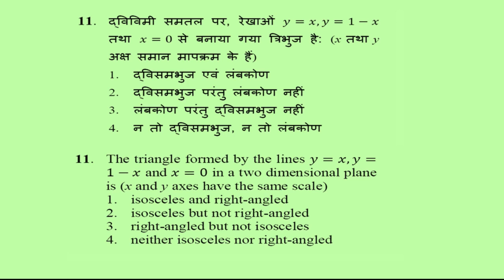Option 1, isosceles and right angled. Option 2, isosceles but not right angled. Option 3, right angled but not isosceles. Option 4, neither isosceles nor right angled.